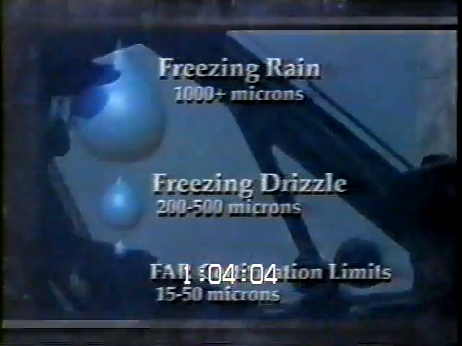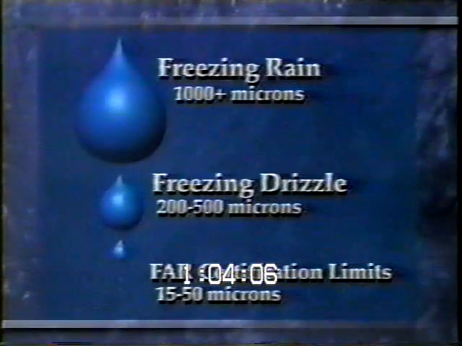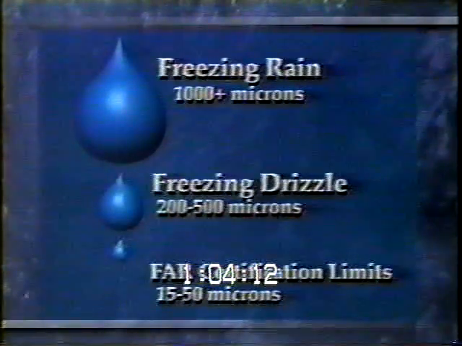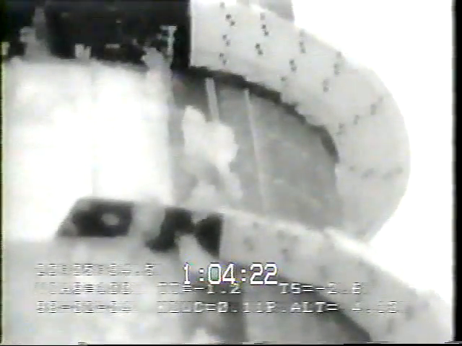Freezing rain and drizzle of any intensity are forms of SLD. The droplet sizes in freezing drizzle can be as large as 500 microns. Freezing rain droplets can reach 3,000 microns, or 3 millimeters, in diameter. Freezing rain and drizzle are dangerous because of their potential to accrete ice aft of protected surfaces.